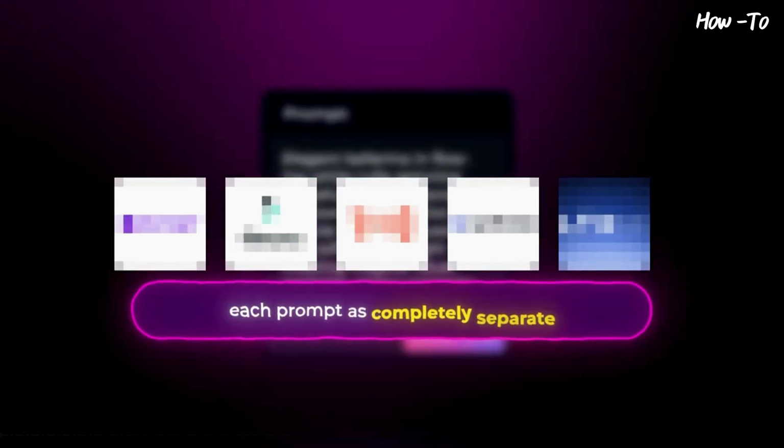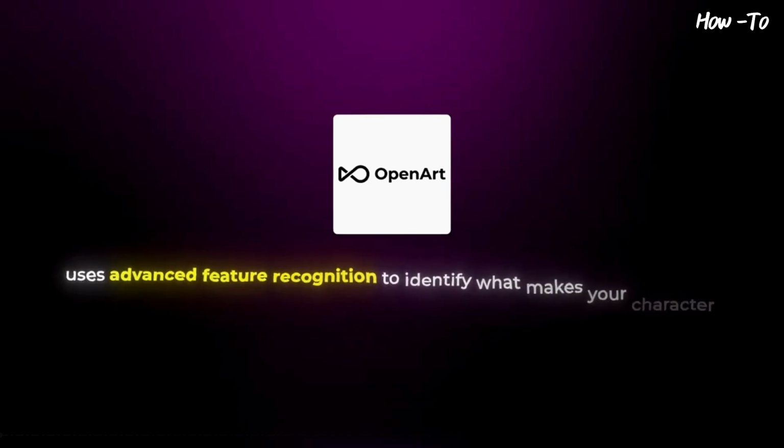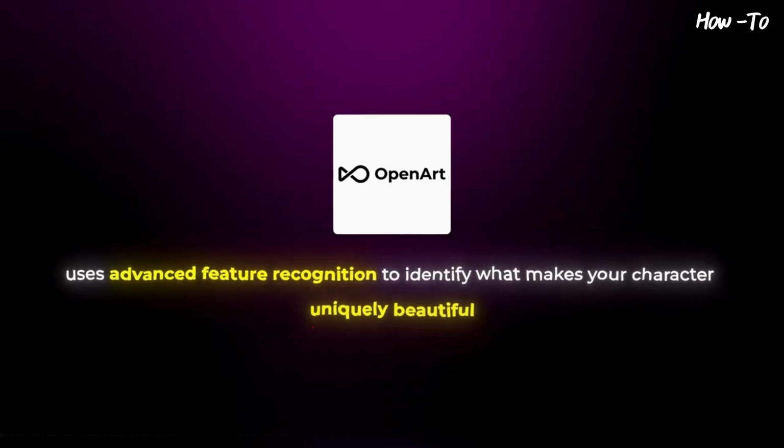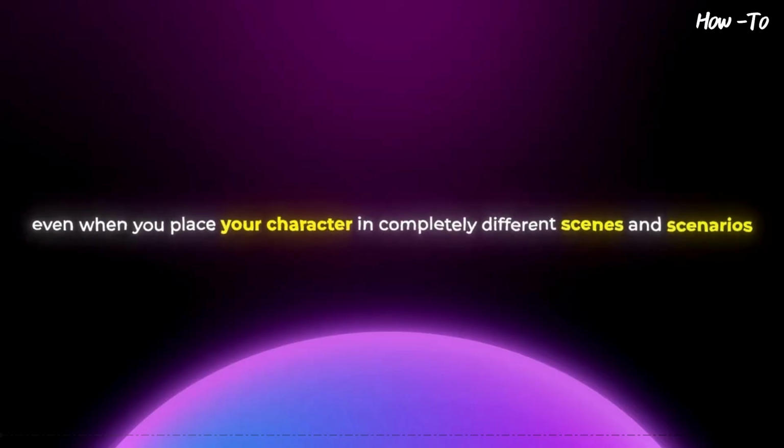Unlike those basic AI generators that treat each prompt as completely separate, OpenArt uses advanced feature recognition to identify what makes your character uniquely beautiful. It saves things like face shape, eye color, hairstyle, even signature clothing pieces, all the little details that make them special. The system learns these features and maintains them across every generation, even when you place your character in completely different scenes and scenarios.